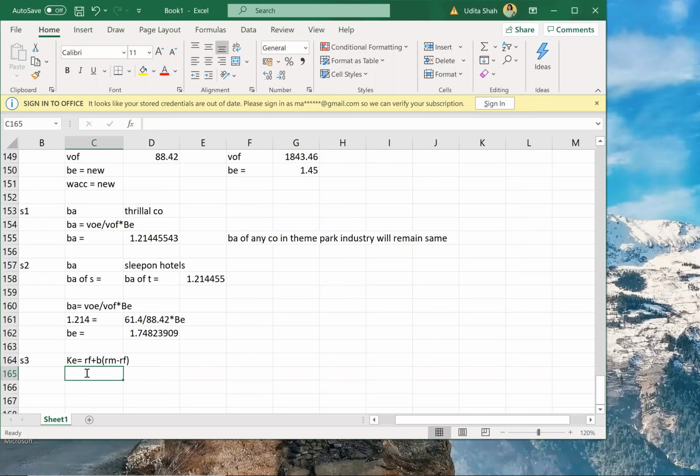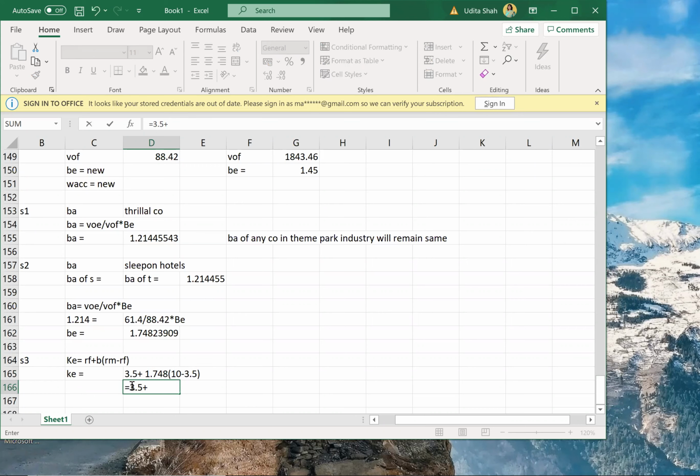So K is equal to RF, which is 3.5, plus beta, which is 1.748, into RM minus RF, which is 10 minus 3.5. So that is 3.5 plus 1.748 into 6.5. So K is 14.862.